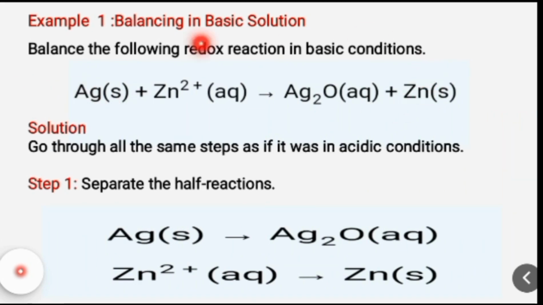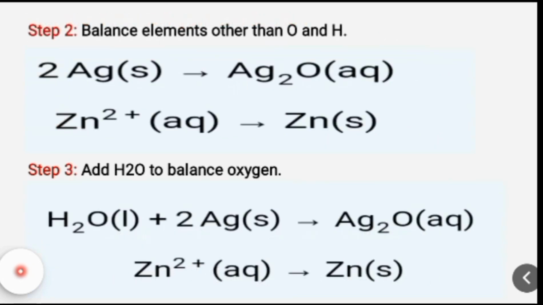We have this as our equation. Step 1, separate into half reactions. Therefore, we are separating the reactions into silver and zinc. Step 2, balance elements other than oxygen and hydrogen. Our silver, we have 2 molecules of silver here. We're going to add 2 here to balance the silver, and zinc is balanced already. Add water to balance oxygen. We have 1 molecule of oxygen here. We're going to add 1 molecule of water here to balance the oxygen.